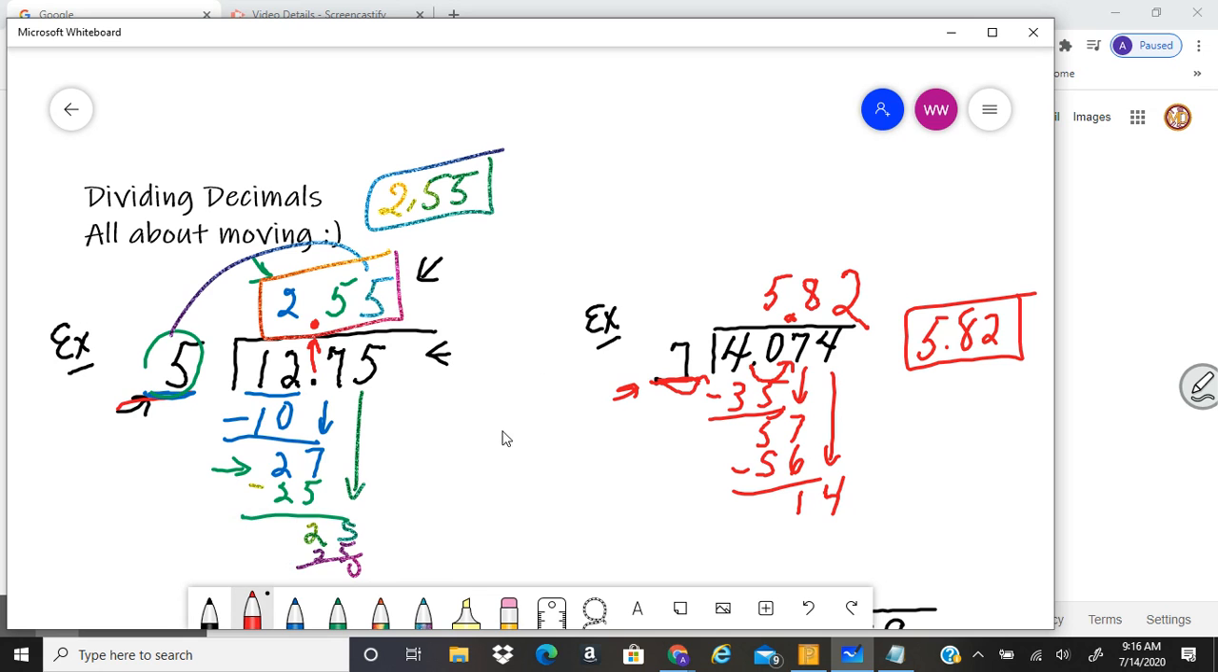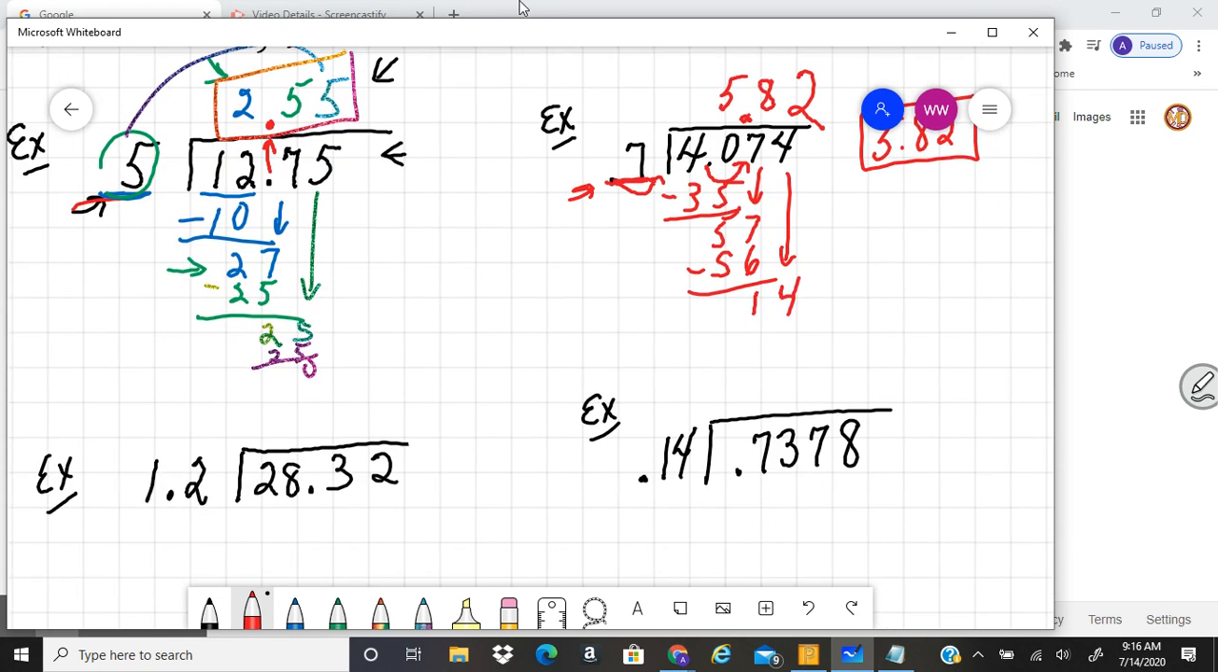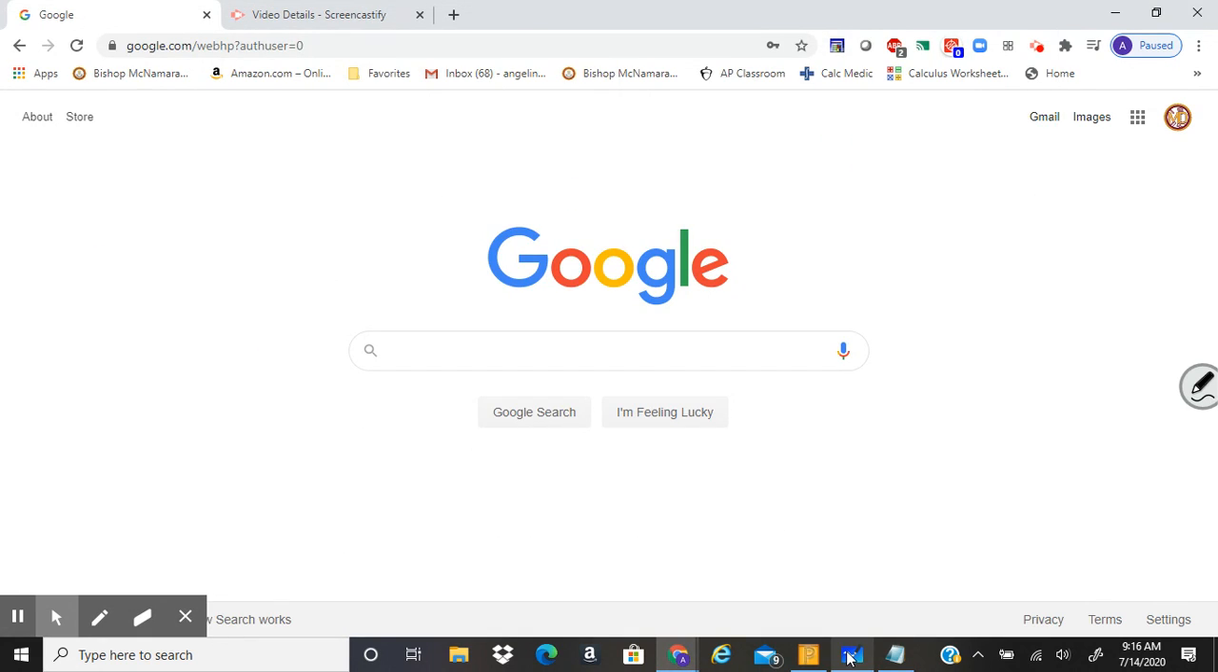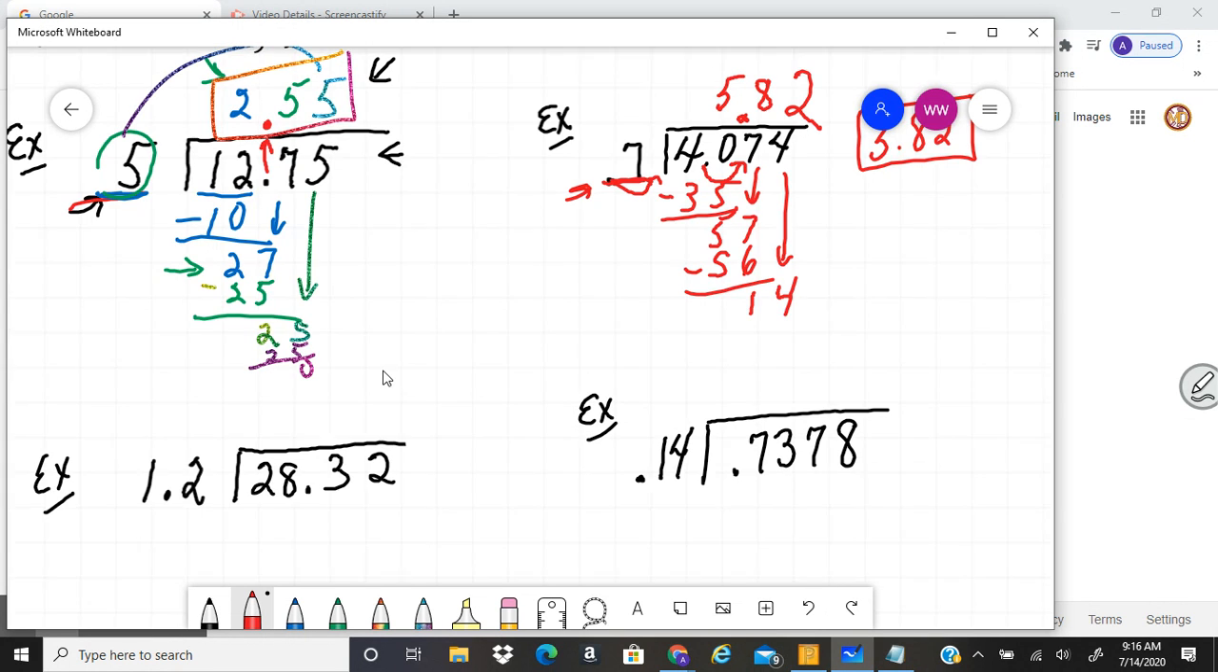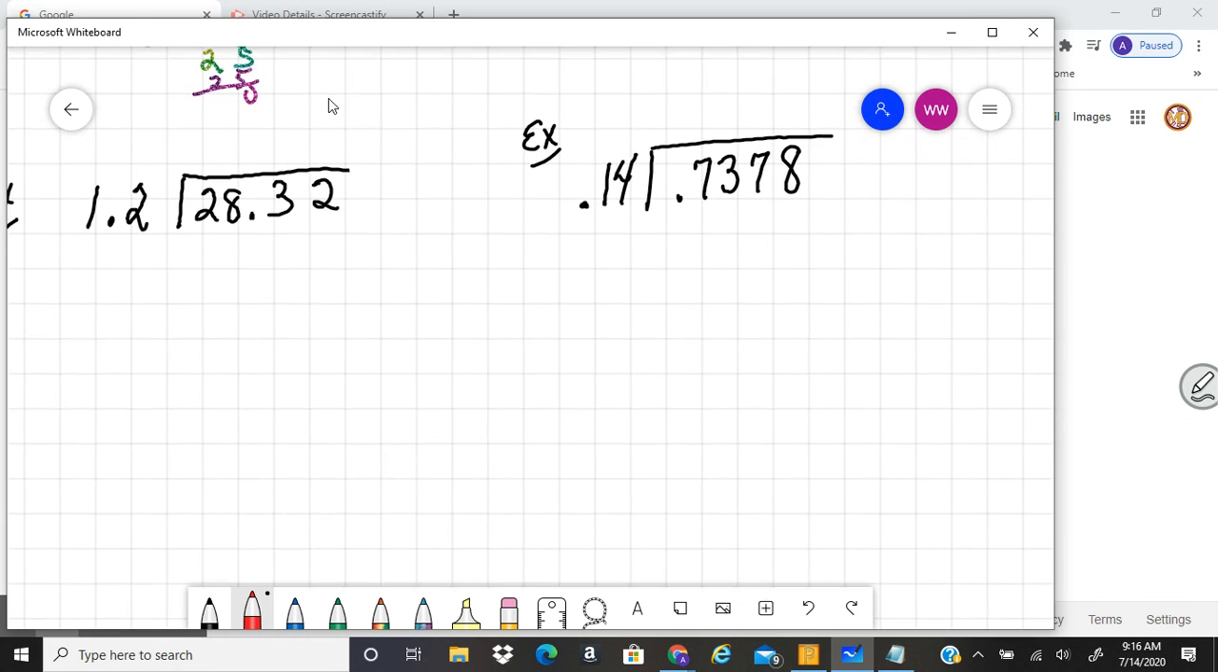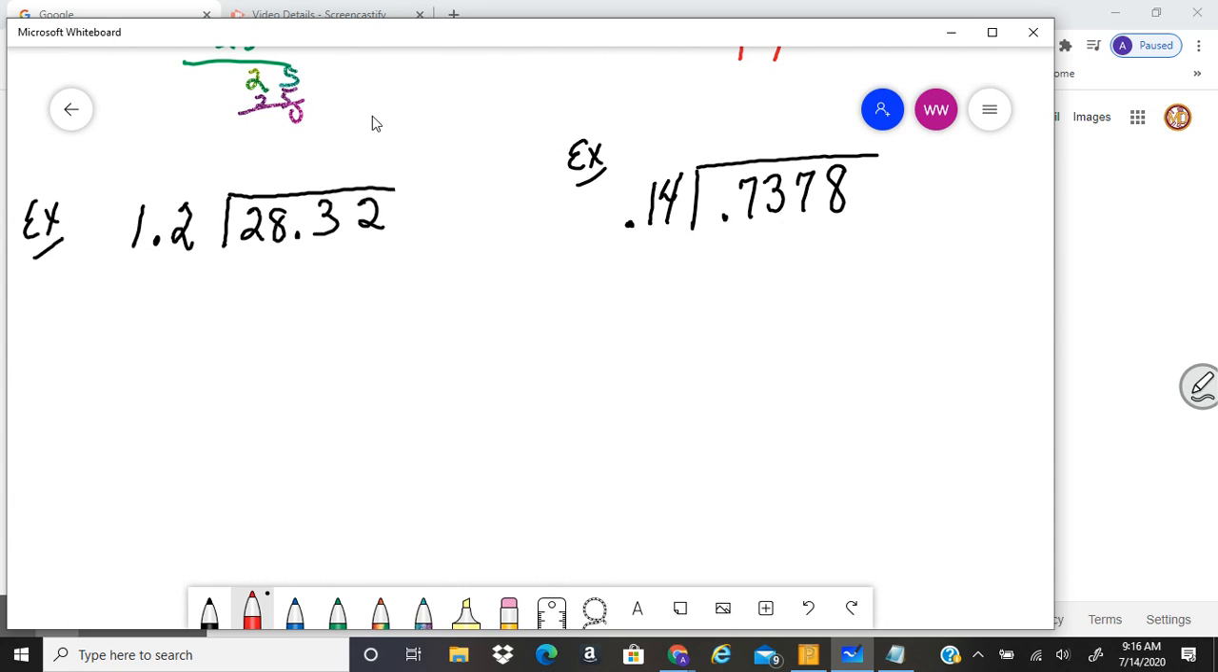All right, let's move on to this next one. Now I have 1.2 going into 28.32. So again, the decimal slips on up. Pop that decimal up top. Hopefully you're getting the idea.